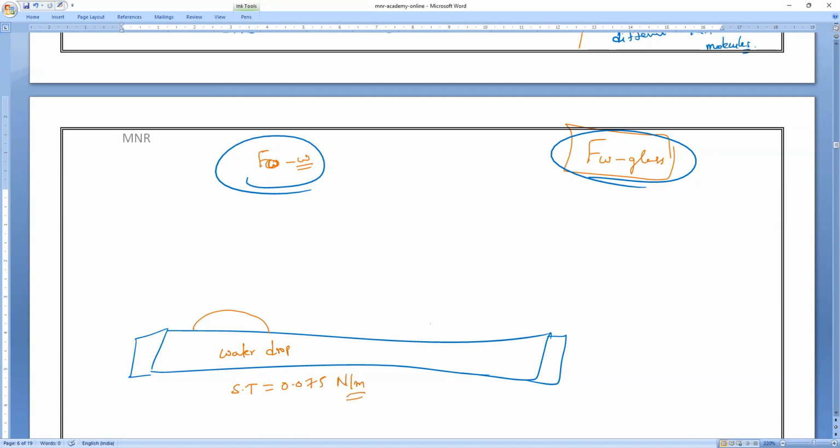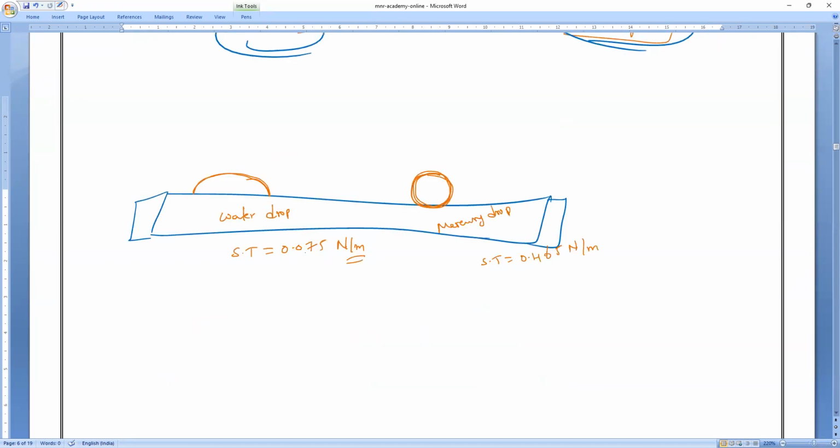But if I drop the mercury, you see, mercury will be completely turned into spherical shape. Here the water is not turned into a sphere. It is just trying to form a curved path, closed path. So the mercury drop will be completely turned into what? Everybody, it will be completely spherical in shape because its surface tension is 0.465 Newton per meter.